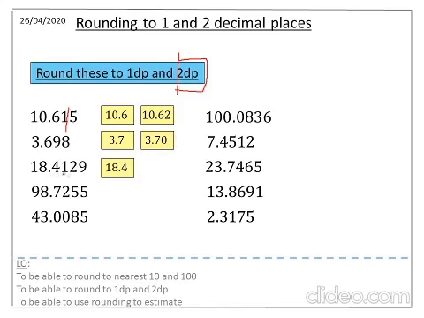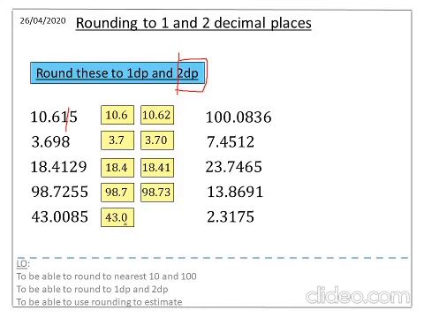Here we get 18.4, and then the next one will be 18.41. Here will be 98.7, and then 98.73. Now, what about cases like this? If it's one decimal place, we just leave it as 43.0. Remember, the 0 must exist there because we round to one decimal place. What about two decimal places? This one is easier because we see 8, so 8 becomes 43.01.